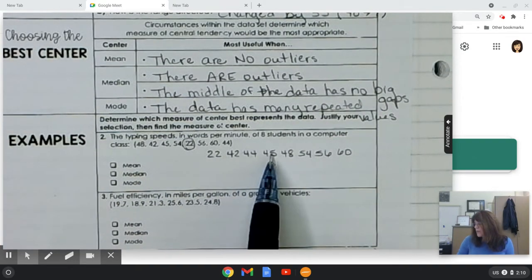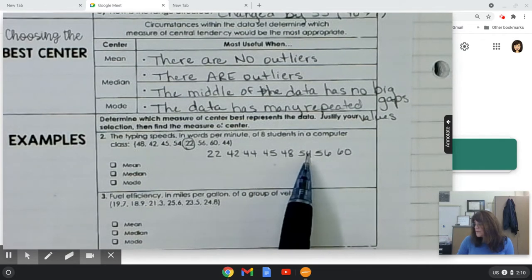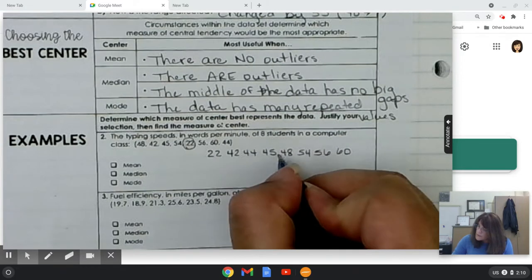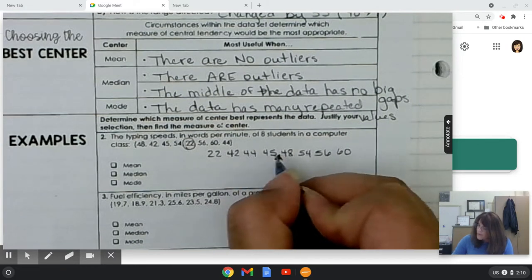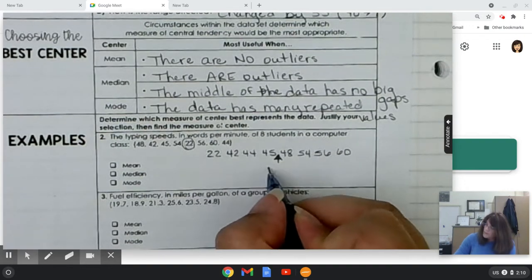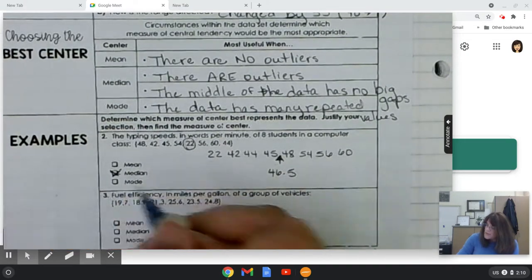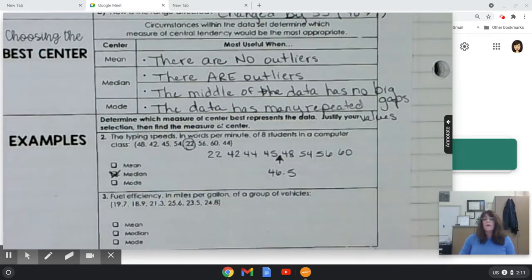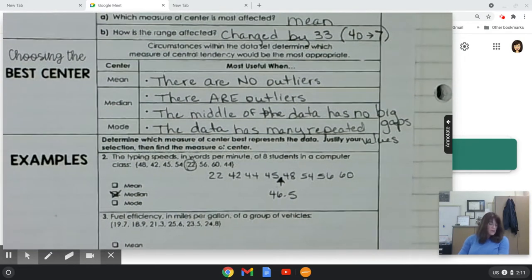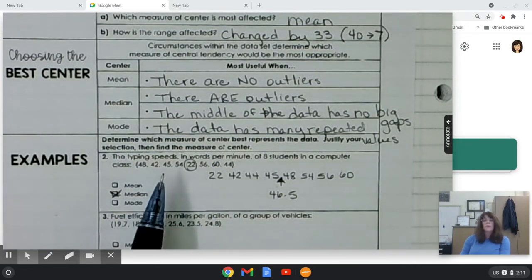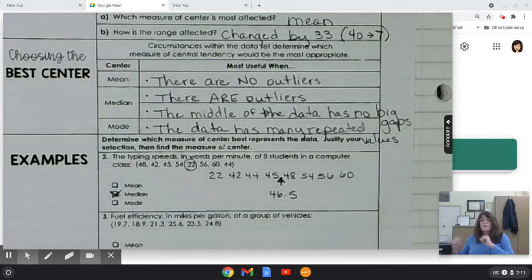1, 2, 3, 4. 1, 2, 3, 4. So my median's right here, halfway between 45 and 48. Well, that's 46.5. And I chose the median because it has an outlier. Now, much more often in class, I'm going to have you do the mean, the median, and the mode, and then pick. Or one group will do the mean, one group will do the median, one group will do the mode, and we'll discuss it, because I really want you looking at why.